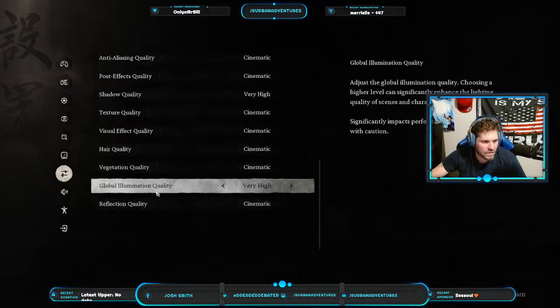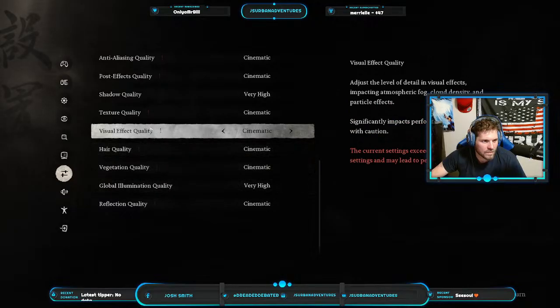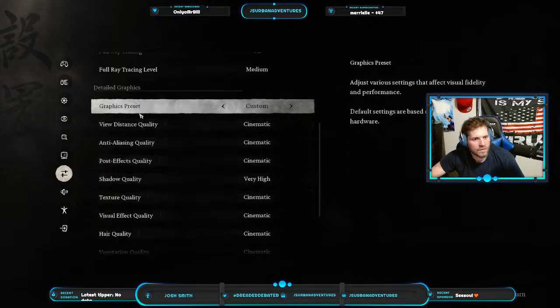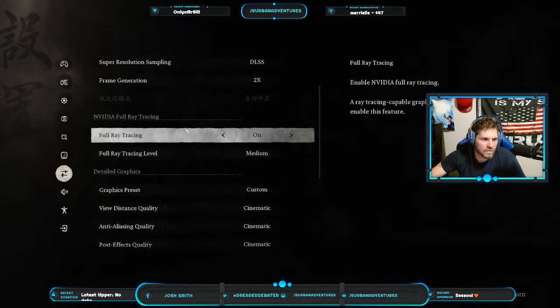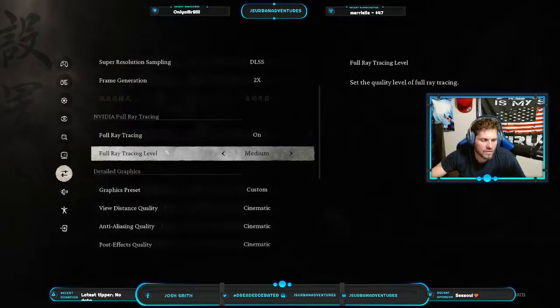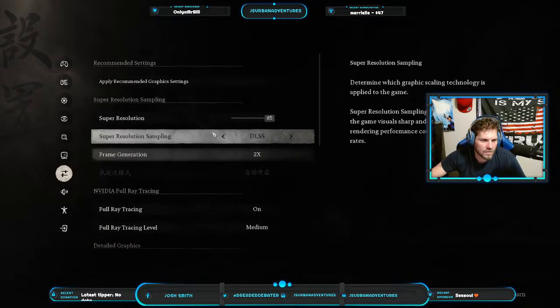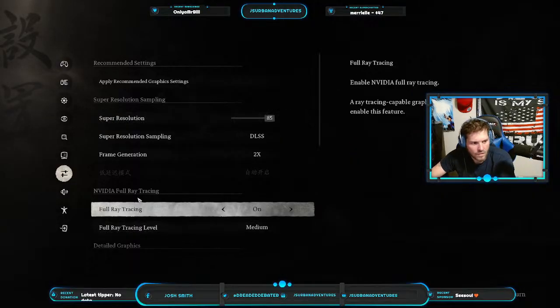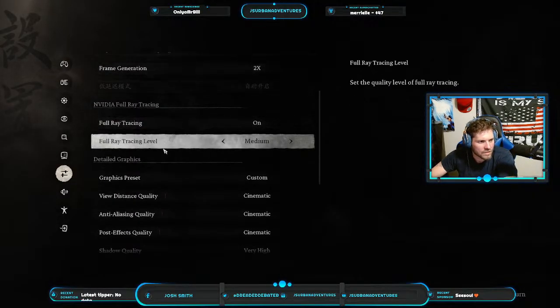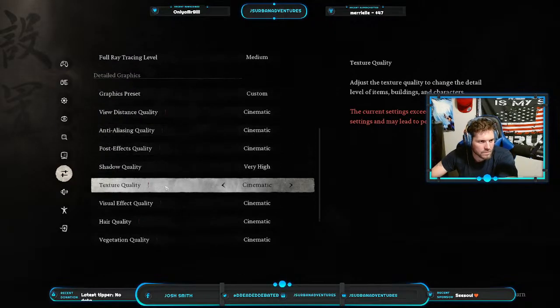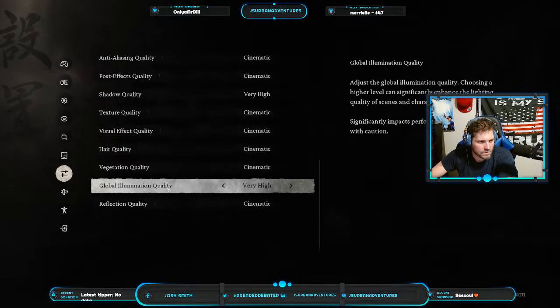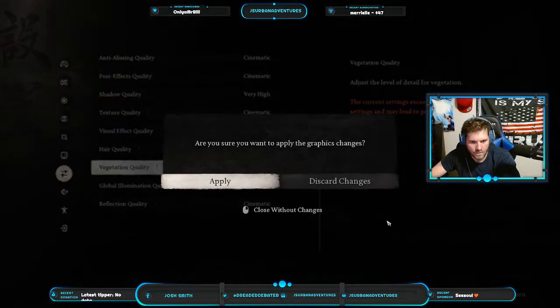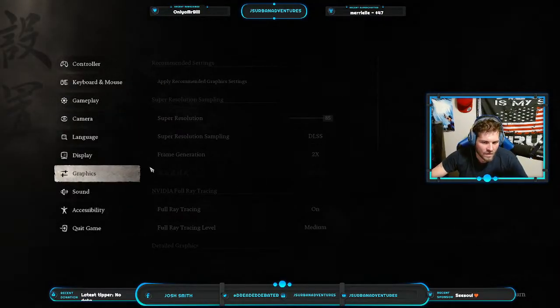Where's where's motion blur? Anyway. Okay.